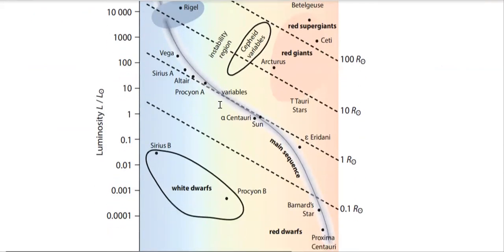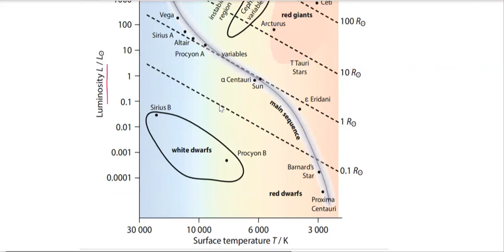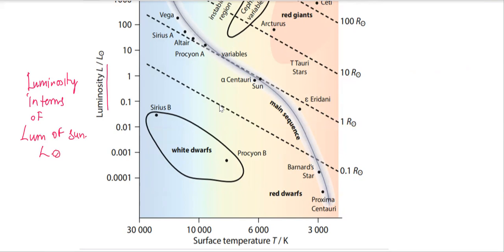You can see that this graph is plotted in terms of luminosity, but this is not just luminosity, this is luminosity in terms of the luminosity of our sun. So this L naught is nothing but the luminosity of our sun. What we plot here is the ratio L by L naught. That's the reason why where there is one, we see the luminosity of our sun, which belongs to a main sequence star, and the surface temperature of our sun is 6000 Kelvin.